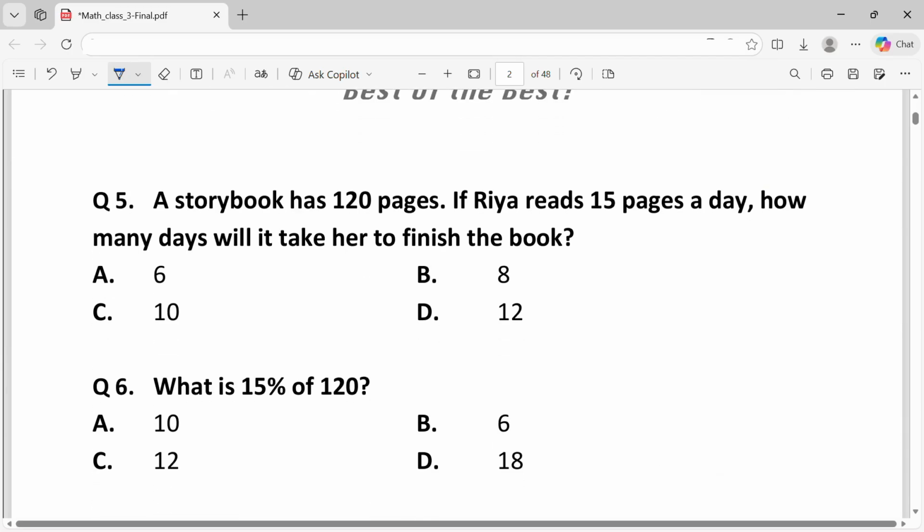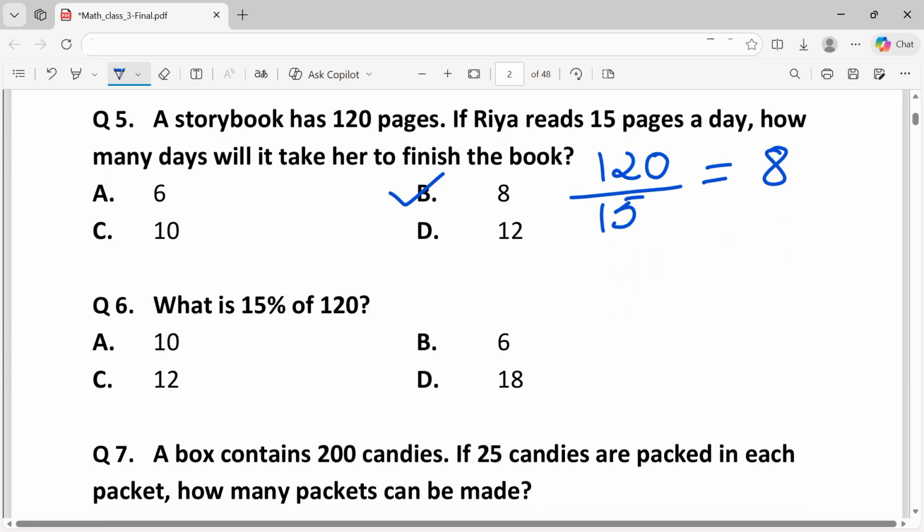Question 5. A storybook has 120 pages. If Ria reads 15 pages a day, how many days will it take for her to finish the book? The number of days taken by Ria will be total number of pages, that is 120, upon the number of pages she reads in a day, that is 15. That is equal to 8. So the answer is B, 8.